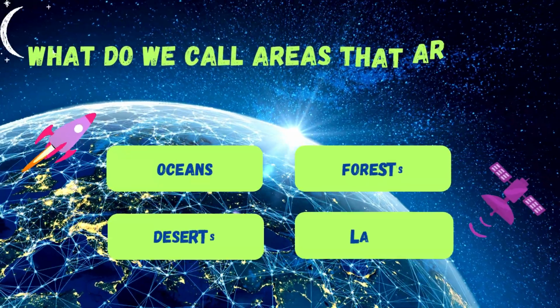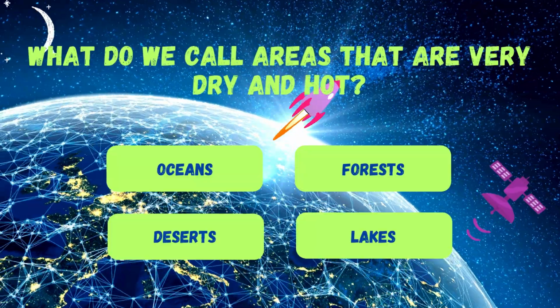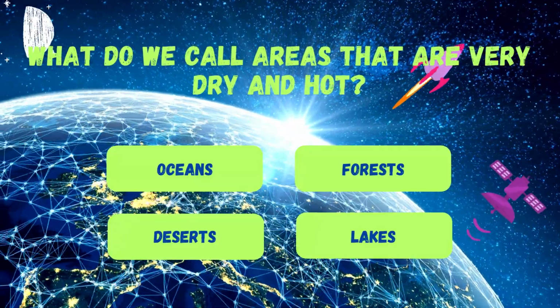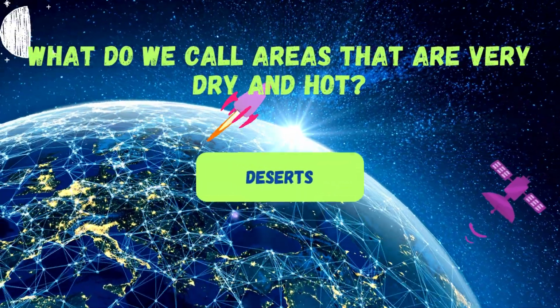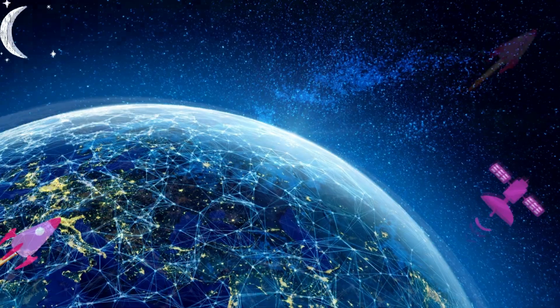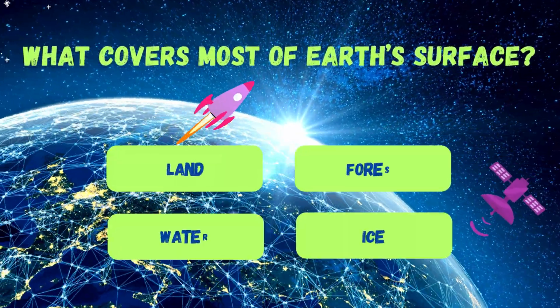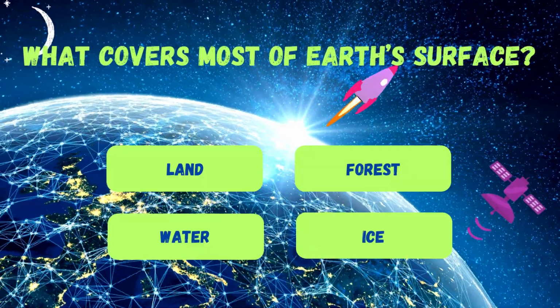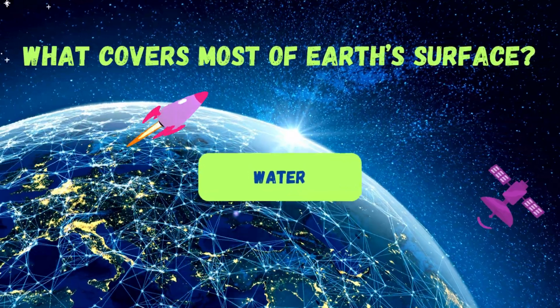What do we call areas that are very dry and hot? Are these oceans, forests, deserts or lakes? Very dry and hot areas are called deserts. What covers most of Earth's surface? Is it land, forest, water or ice? Water covers most of Earth's surface.